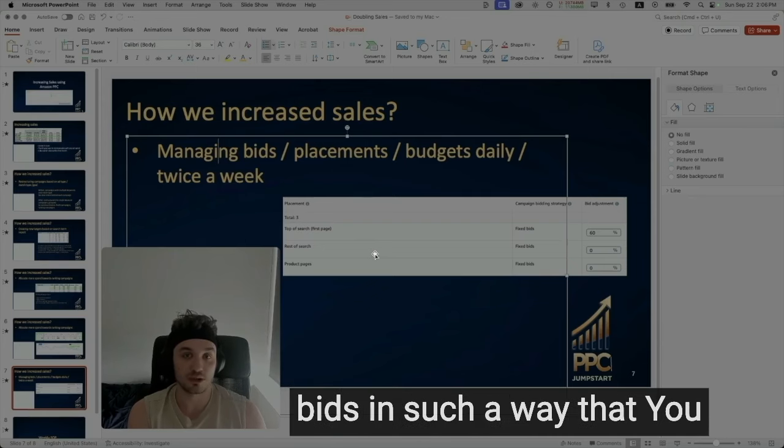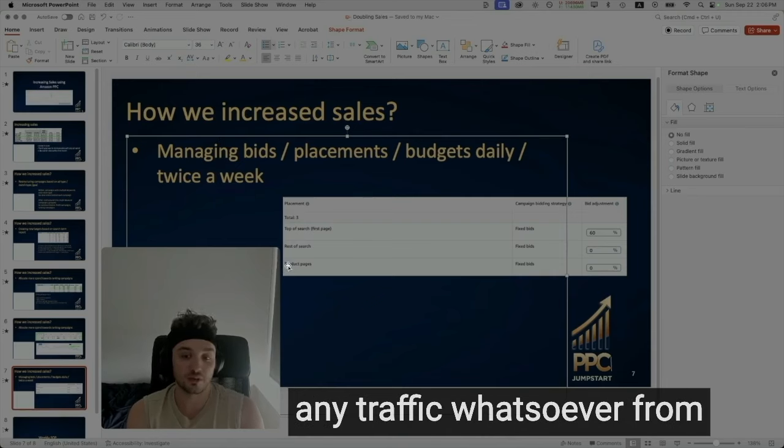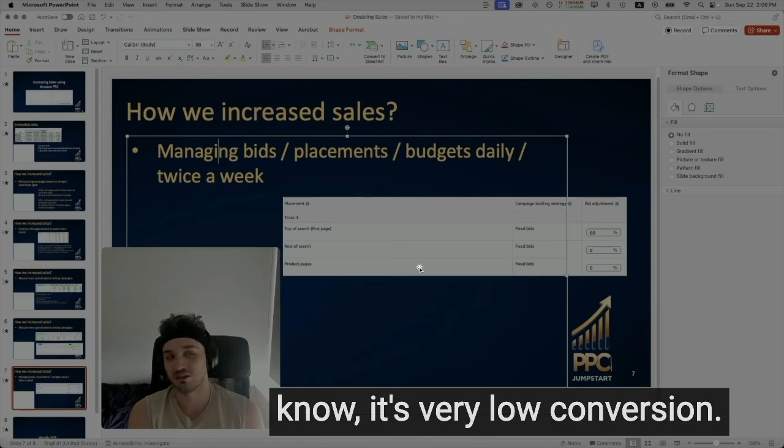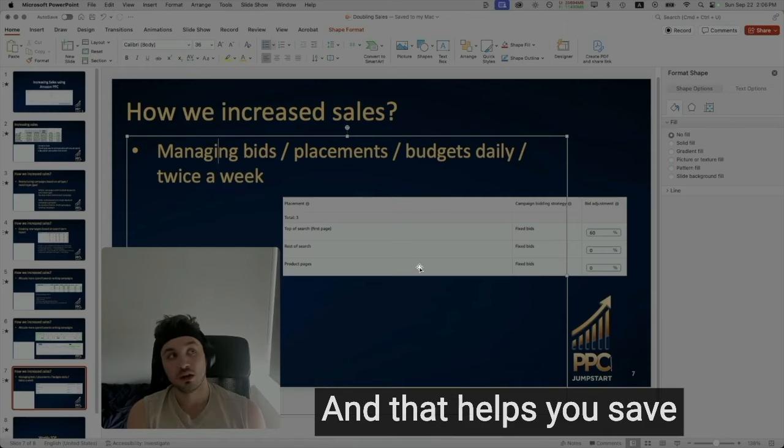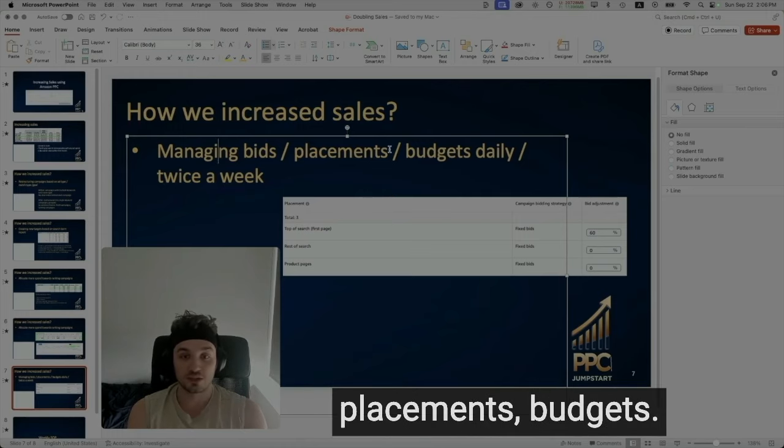And you need to optimize bids in such a way that you don't get any traffic whatsoever from product pages, given it's very low conversion. And that helps you save a lot of wasted ad spend. So again, bids, placements, budgets.